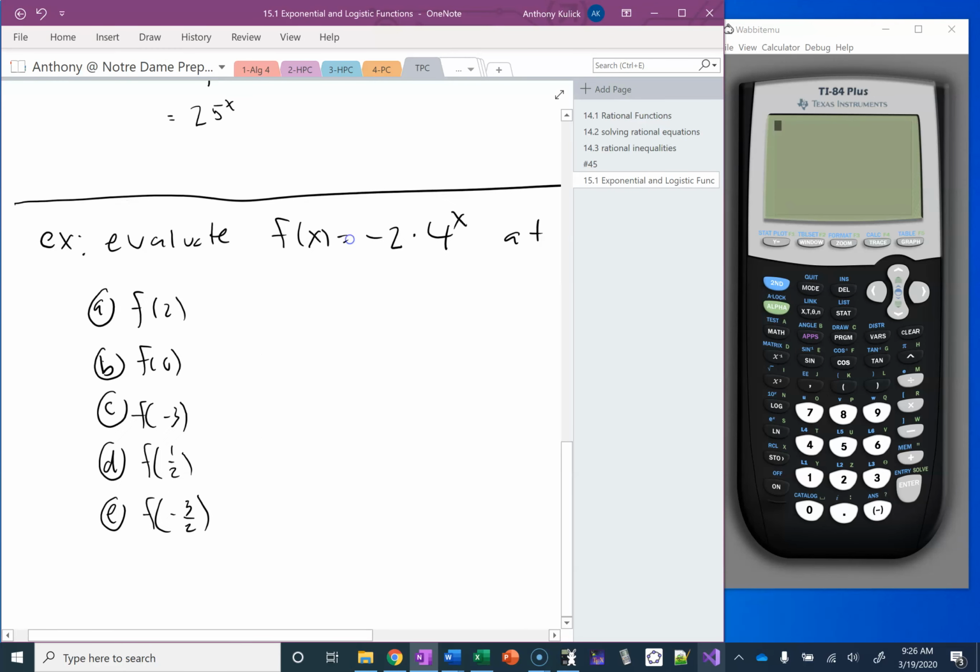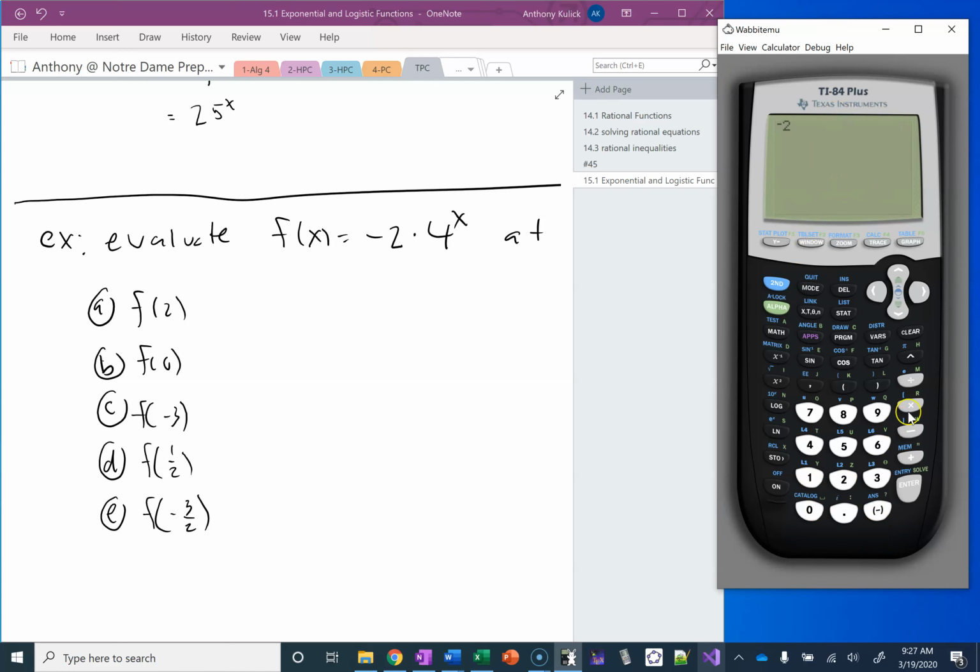The next thing we're going to do is just looking at how to evaluate an exponential function. So let's say we want to evaluate the function f of x is equal to negative 2 times 4 to the x at the following values. We're going to do f of 2, f of 0, f of negative 3, f of 1/2, and f of negative 3 over 2. So to do this, I'm just going to use my calculator.